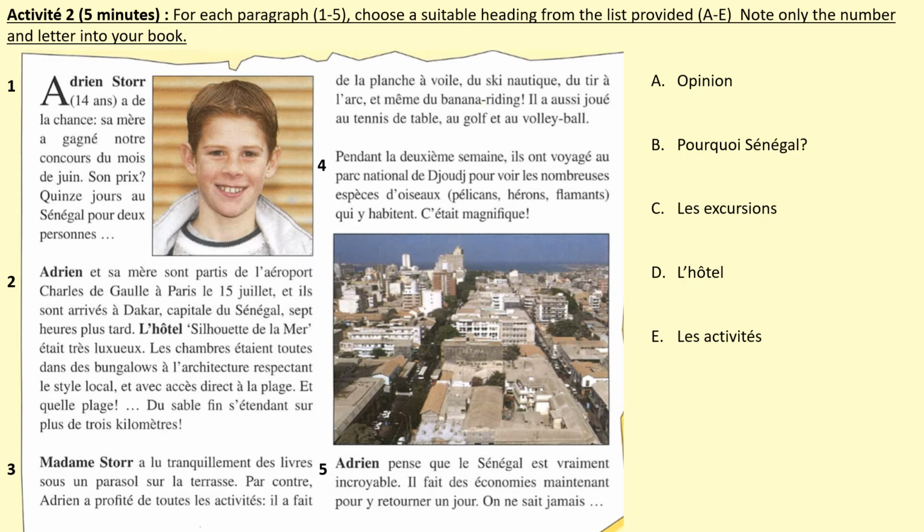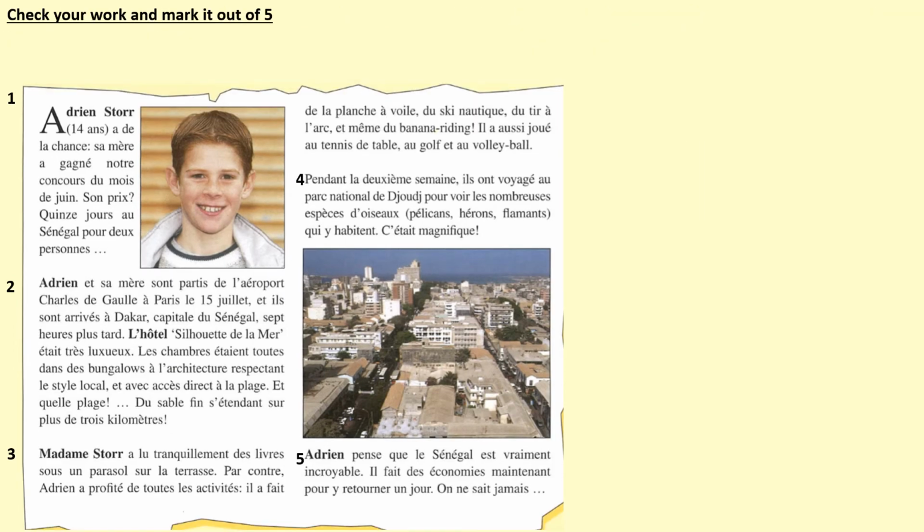Activité 2. For each paragraph, 1 to 5, choose a suitable heading from the list provided, A to E. You need only note the number and letter into your book. So that you have time to reread the text and match up the paragraphs and headings, pause the video now. Bon travail. Now check your work and mark it out of 5.